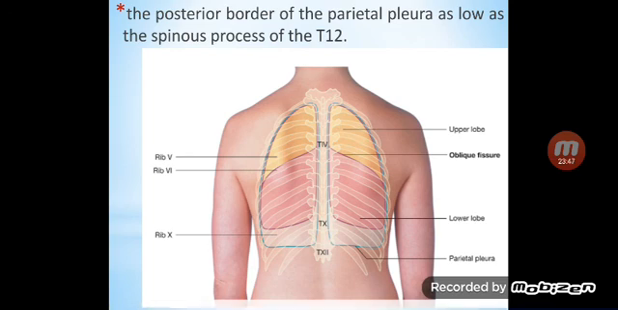So the surface marking of the lung is the same as that of the parietal pleura. The only difference is the inferior border, which is 2 ribs higher than the inferior border of the parietal pleura.